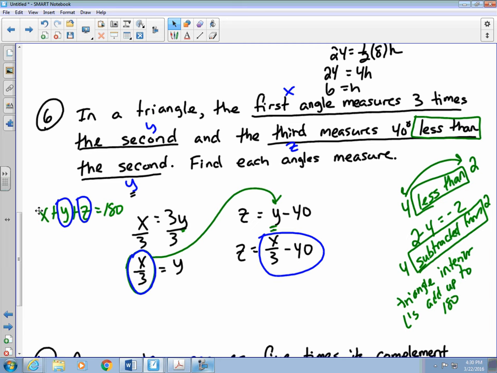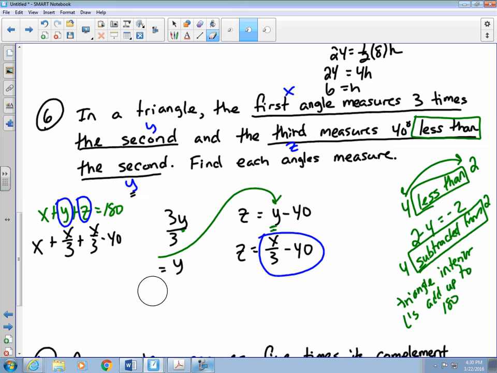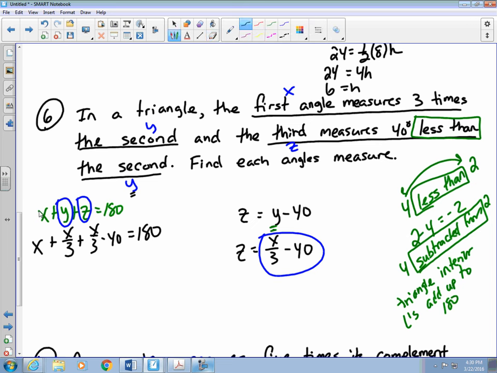Then I have to actually make two substitutions to make this work. So I have x plus x over 3 plus x over 3 minus 40, and that equals 180. Okay, so let's scoot this over so I can solve this. That has to equal 180 degrees. Okay, now we have an equation for x, and we can go and solve for x.